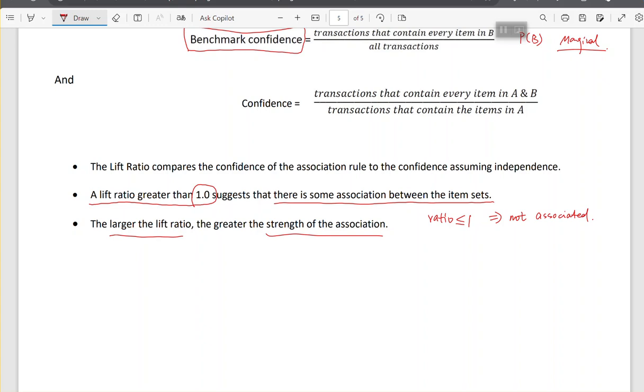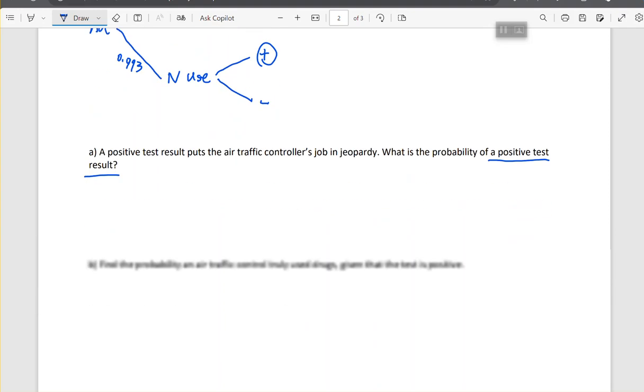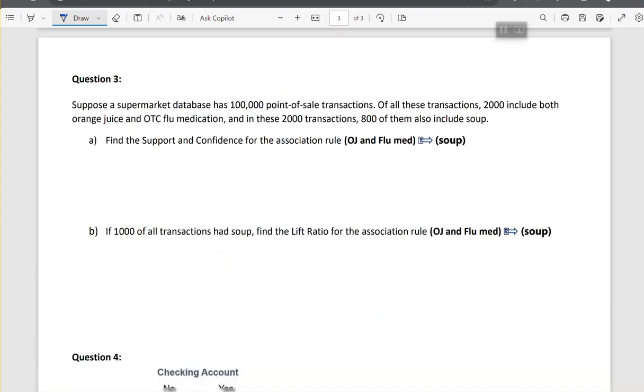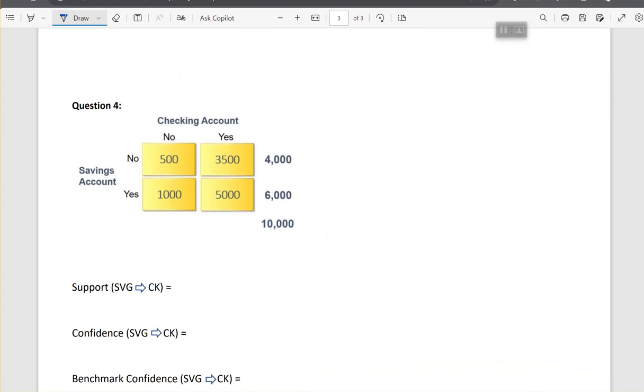Okay, so again, let's come back to your essay assignment, the last question. Question 3 and question 4 are both about market basket analysis. The difference is that for question 3, I just give you the information in different sentences, and for question 4, I summarize the information into a two-way table.